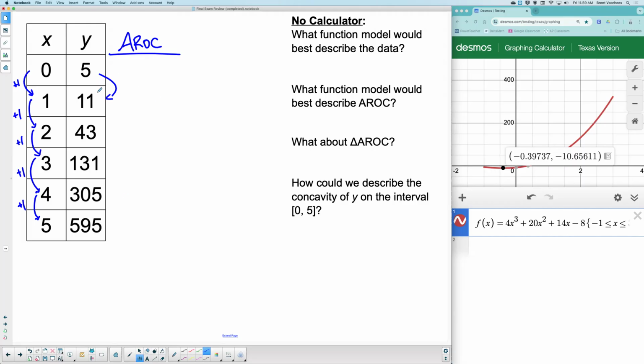So this would be, how much by increasing by? 6. Well, I'll do it one time. You divide that by 1 and we would get positive 6. Okay, what about here? 32? I'll do it one more time, then I'll stop dividing by 1. That's AROC of 32, average rate of change on that interval of 32.